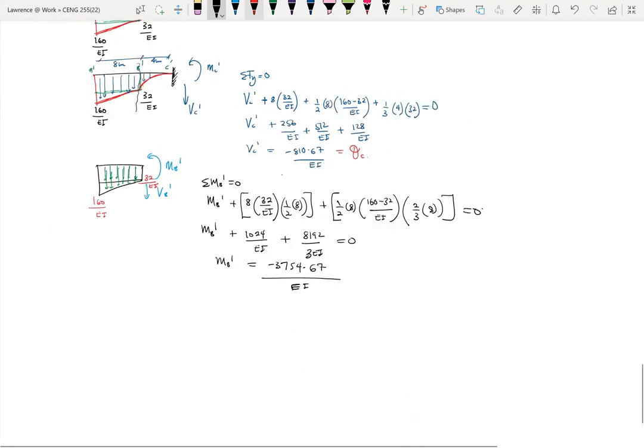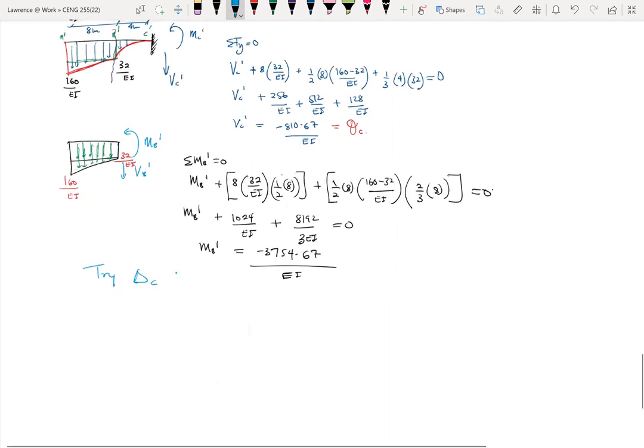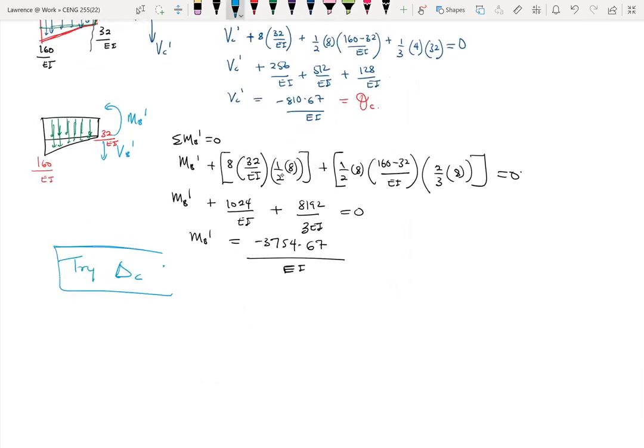So once you have your EI in there, you can easily do it. So you guys should also try this. Maybe not now, later. Try finding delta C. Maybe after the class we try finding delta C. I think this should be okay. Are there any questions?